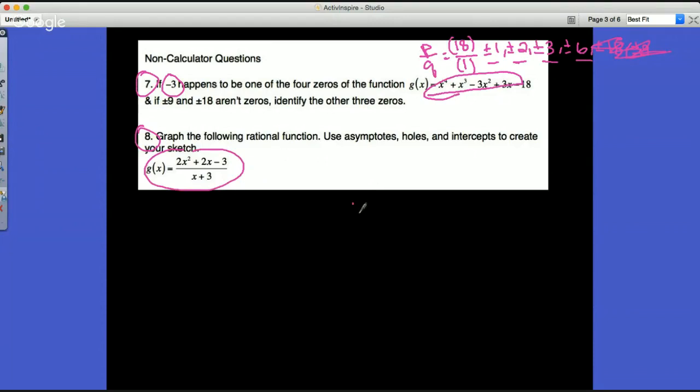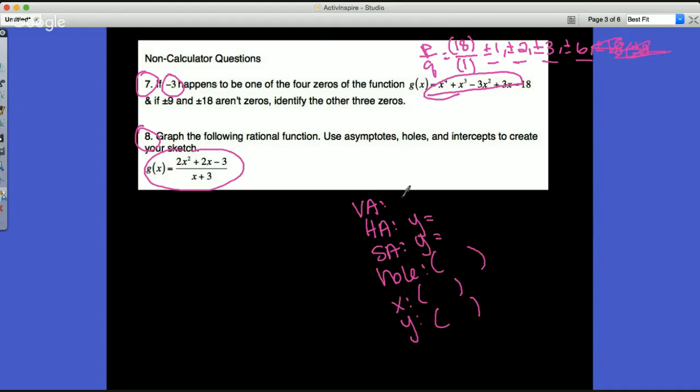Again, same pattern: VA, HA, SA, hole, x-intercept, and y-intercept. I always like to put my coordinate for what I'm looking for. Horizontal is y equals, slant is y equals, VA is x equals. So now look at the top. Degree of the top is 2, degree of the bottom is 1. So we know that we would really have none for our horizontal.